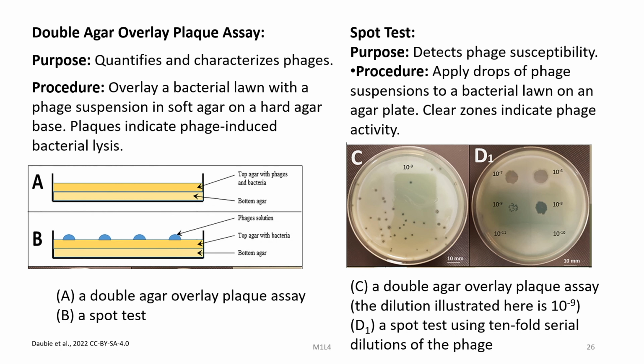So, here you can see the spot test in B, and here in figure C you see a double agar overlay plaque assay. The dilution illustrated here, for example, is 10 to the power minus 9. D1 shows a spot test using 10-fold serial dilution of the phage. So, we keep on diluting it and then we carry out the test.